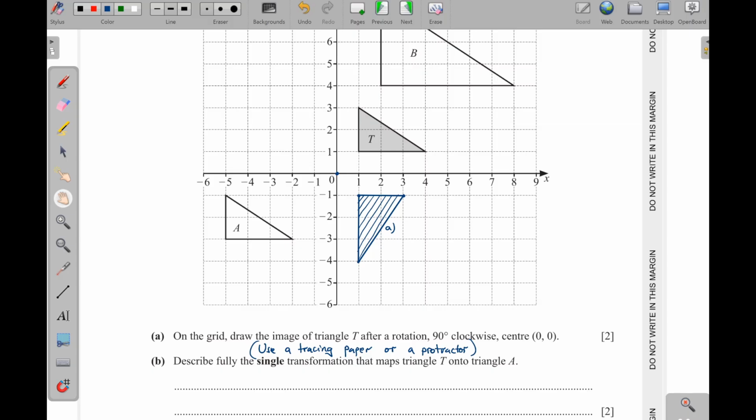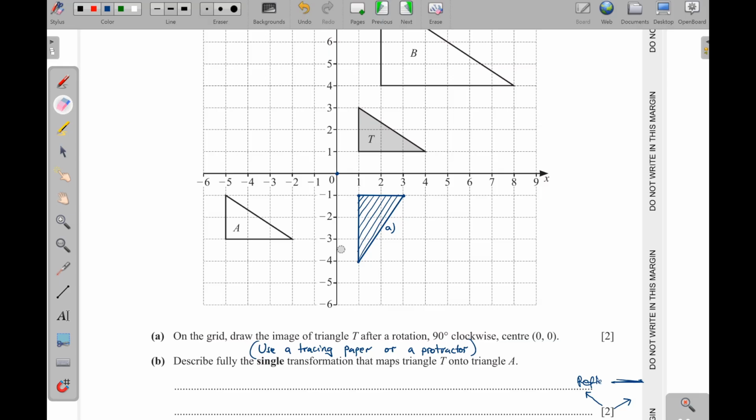Then part B, describe fully the single transformation that maps T onto A. T is the object, then A becomes the what? The image. Now, when you're describing, look at the number of marks which are given. If the number of marks is 2, then you are going to have either reflection, so you tell us it is reflection, then you give us the equation of the mirror line. Or you can say translation, and you tell us that it is translation by vector what. So those are the 2 marks.